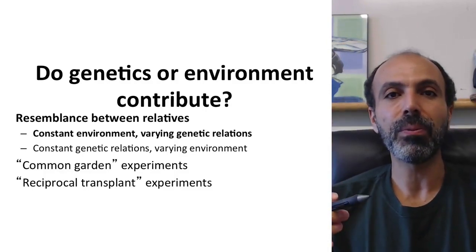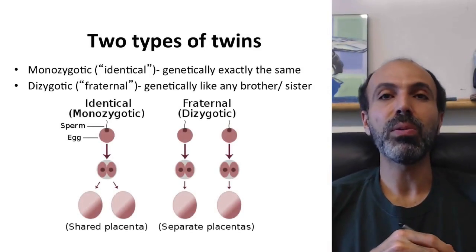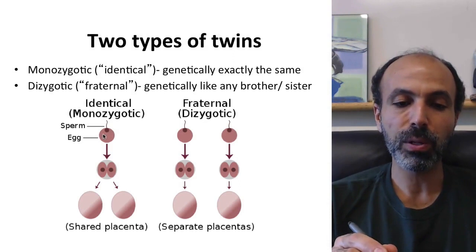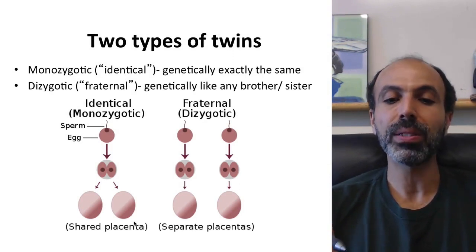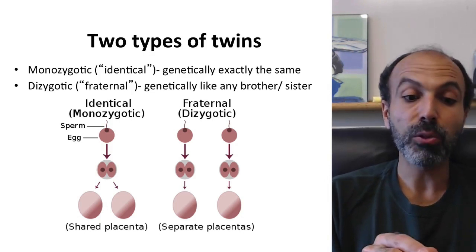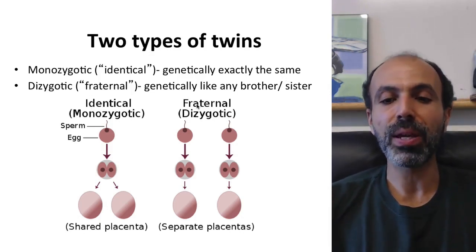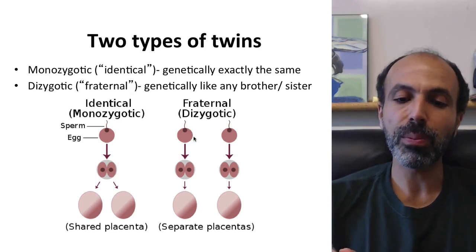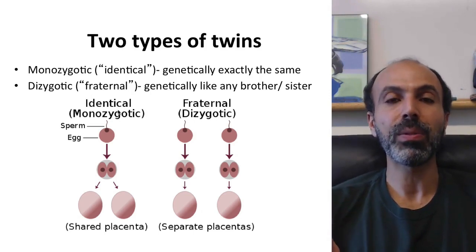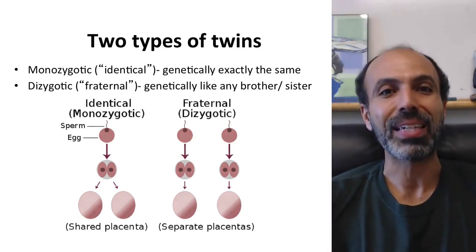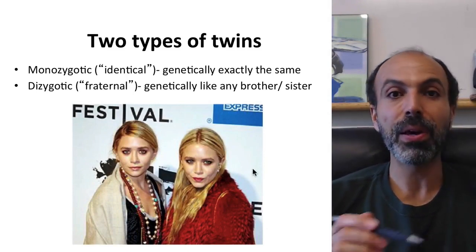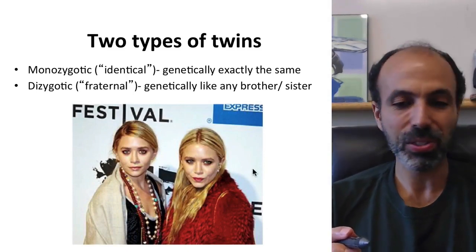That's the basic principle. So looking at the two types of twins I mentioned: monozygotic, which are identical. These are ones that came from a single sperm and egg that then separated, and they shared a single placenta. These are genetically exactly the same. Dizygotic, or fraternal, twins are actually genetically no different from any other brother or sister. They're separate sperm and egg fertilized. You can never have identical twins that were different sexes, because you can't have different sexes that have exactly the same genotype. A famous example of twins is the Olsen twins here. They, by the way, are fraternal rather than identical, just so you know.